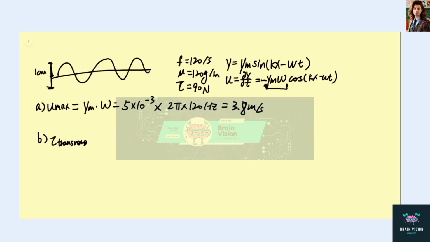Part B, we want to find the largest transverse component of tension. What does that mean? So we have tension, and tension is always along the string. But then there is this transverse component of tension. We want to find the maximal transverse component of this tension. How do we find that? So this can be found if we, let's draw a zoomed out graph.